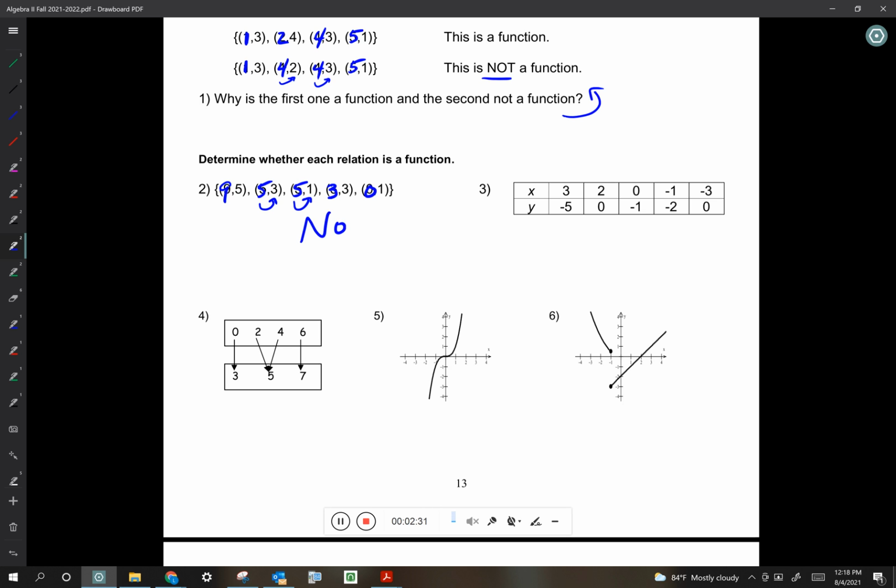Look at this one. Notice your x values, 3, 2, 0, -1, -3. You have all different x values. They each go to exactly one y value. So this is a function.